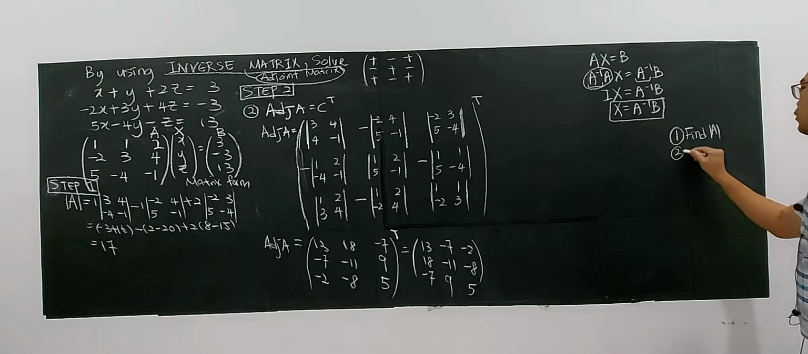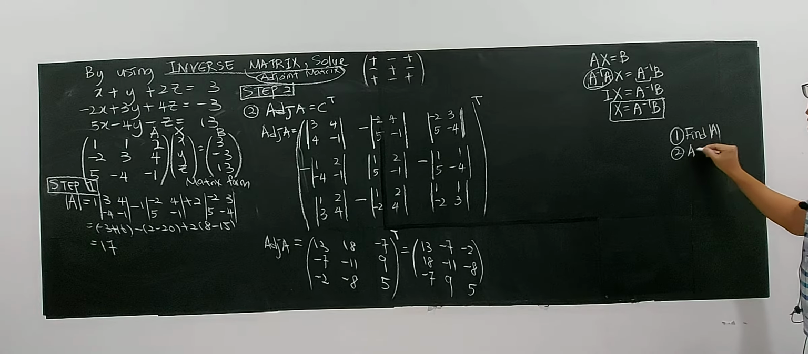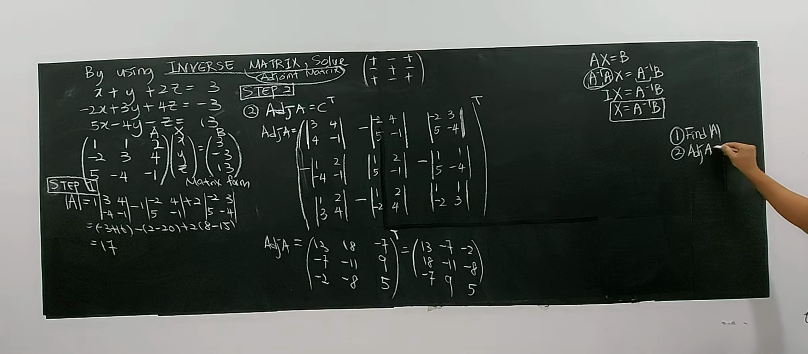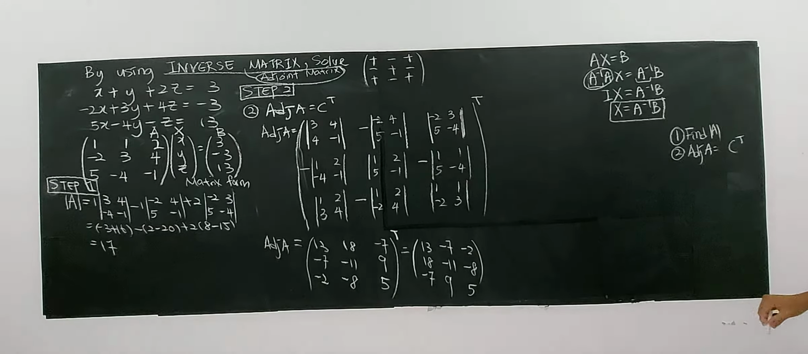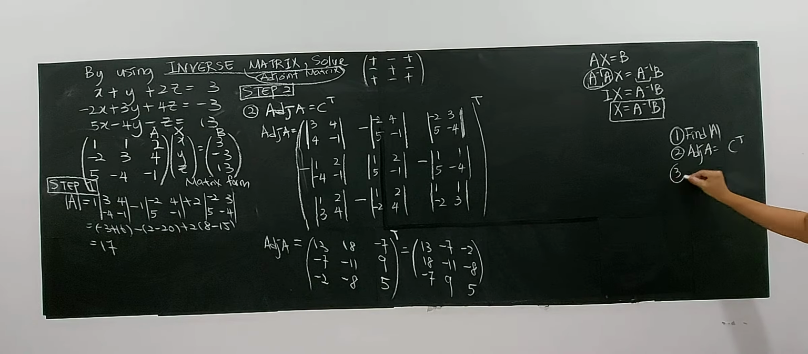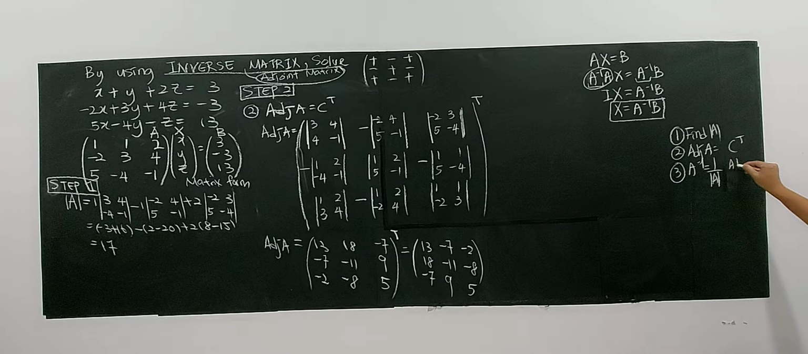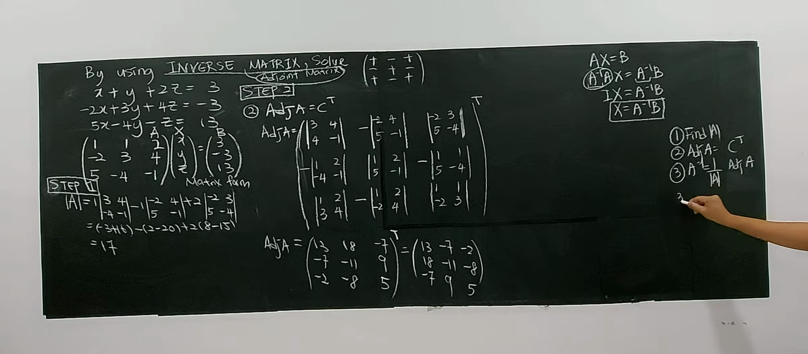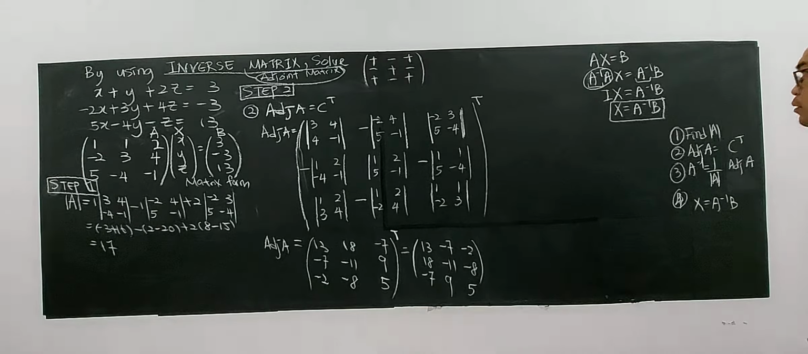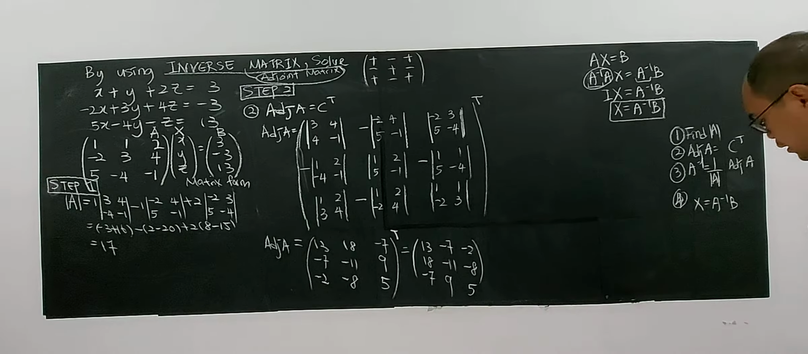Step 2 is finding the adjoint matrix. The adjoint matrix is defined as the cofactor matrix transpose. The third step is to find A inverse. The formula for A inverse is 1 over the determinant of A times the adjoint of A. And finally, the fourth step is to find x, y, z by using the inverse of A multiplied with B.